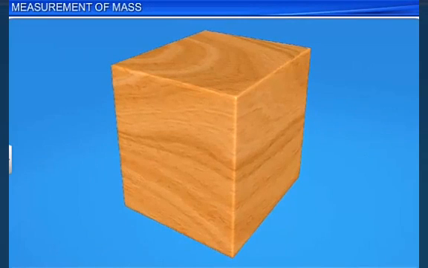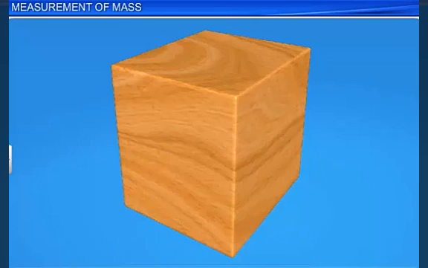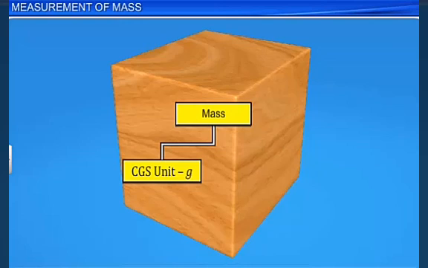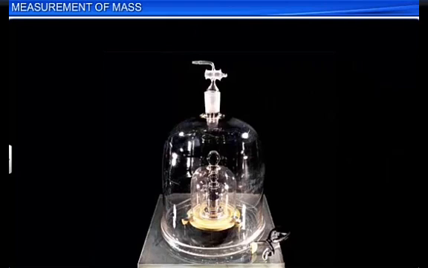The mass of an object is defined as the amount of matter present in it and is denoted by m. Mass is a physical quantity which is independent of other physical quantities. Thus, mass is a fundamental physical quantity. The CGS unit for mass is gram, and its SI unit is kilogram. 1 kilogram is defined as the mass of a cylindrical piece of platinum-iridium alloy kept in the International Bureau of Weights and Measures at Sèvres near Paris.